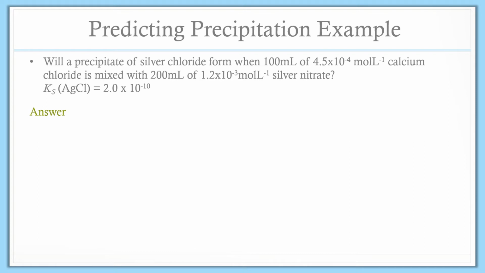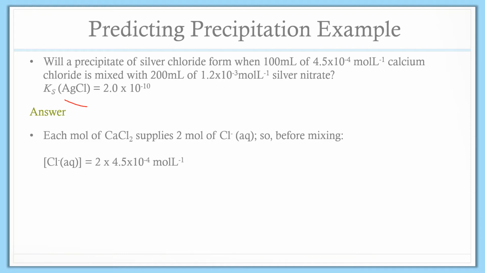So first thing we want to do is work out the ionic product and compare it to the K sub S. But we don't know the ionic product yet. We work out the ionic product by, since this is a type AB compound, we multiply the concentration of silver by the concentration of chloride. So first thing to do is work out the concentration of silver, work out the concentration of chloride.